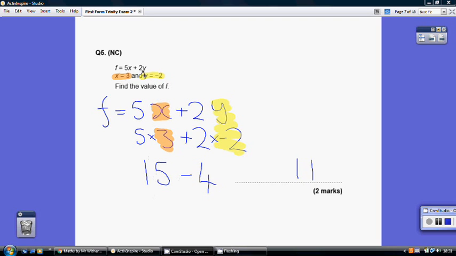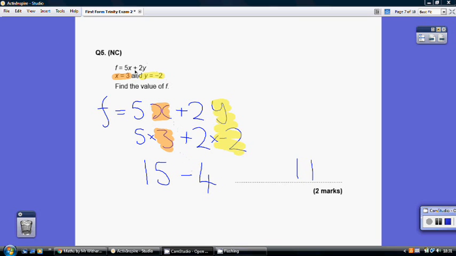Now moving on to the second term, we're going to add on whatever 2y is. Now 2y means 2 times y, so that's 2 times y, which is -2. Now 2 times -2, now be careful, when you've got a positive number times a negative number, you get a negative number. So 2 times -2 is -4.